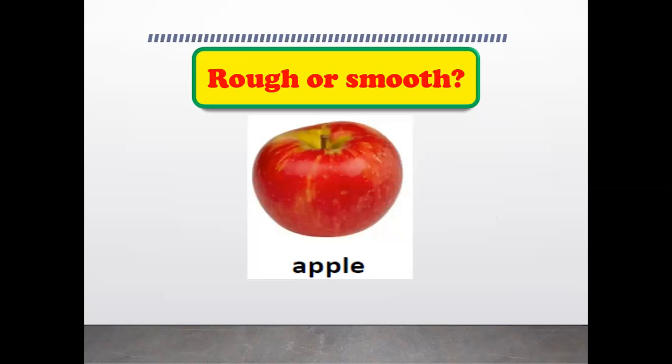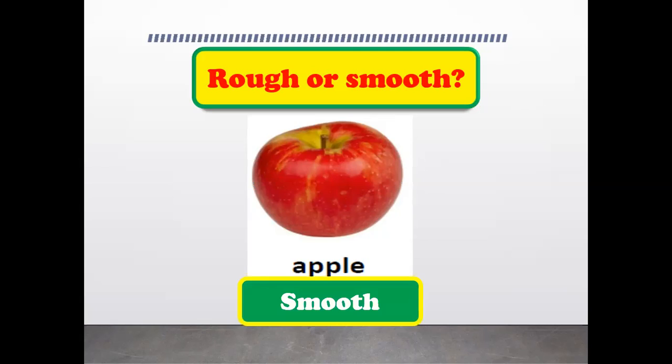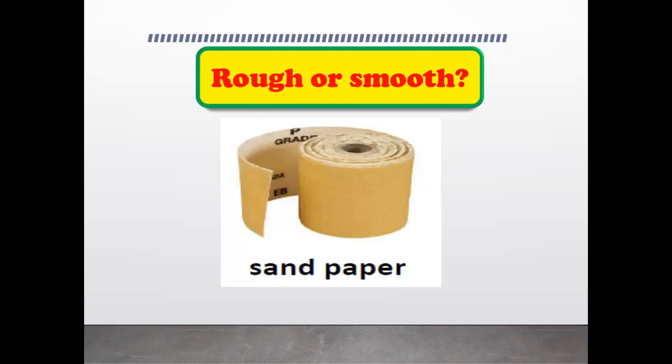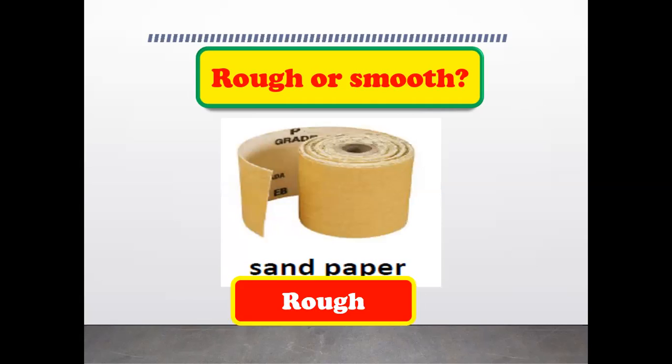Rough or smooth? The apple. Is it going up and down when you put your hands on the apple? You will find it going up and down, or you will find it slipping one way. It will be slipping, so it will be smooth. Yes. What about the sandpaper? Some of you didn't put your hands on it, but you saw it, of course, like this. From its name, it's like the sand. Of course it's something different. But if you put your hands on it, you will find that your hands are going up and down. It's not slipping one way, so it will be rough.